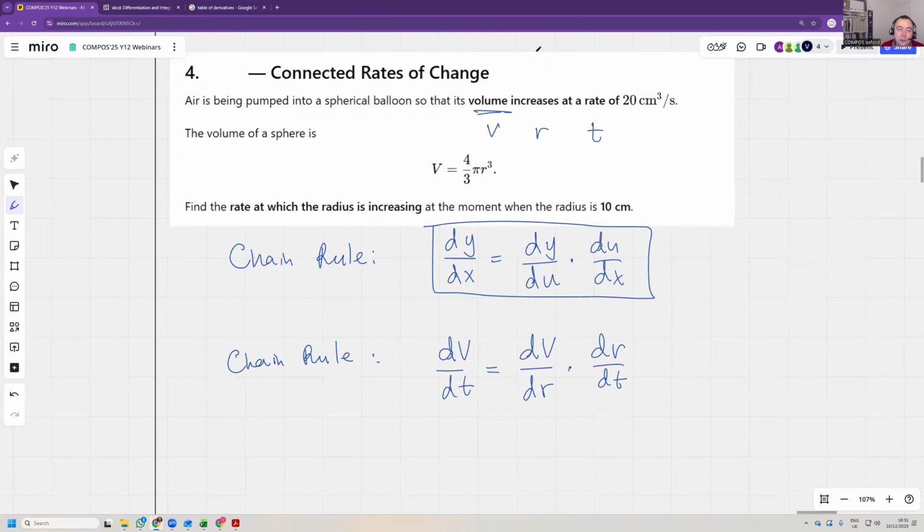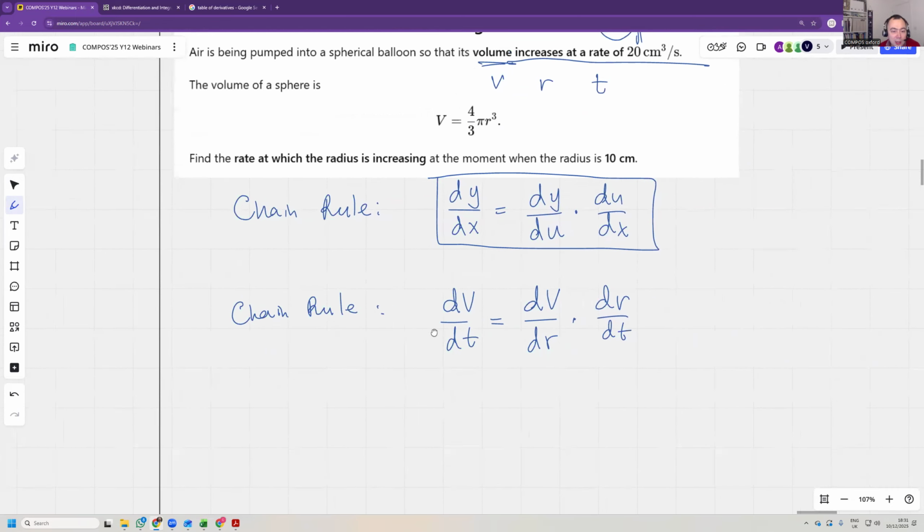And what it says, the volume increases at a rate. So that is the rate of increase of volume, so that's literally dV/dt. That's the rate of change of volume. The definition of a derivative is that the derivative is the rate of change. Okay, so we use the chain rule here.